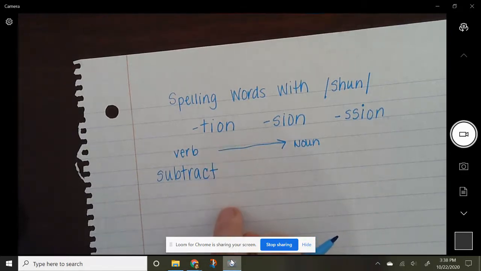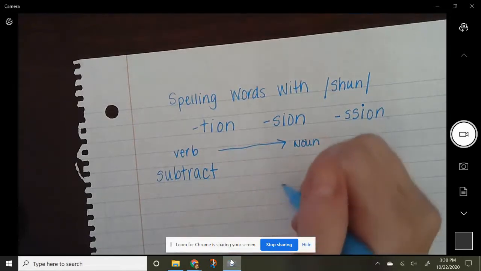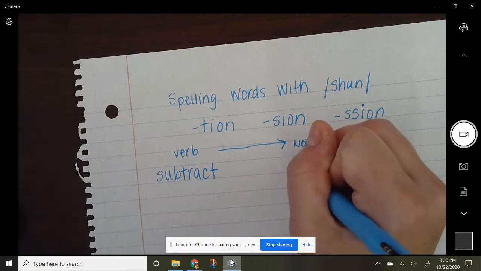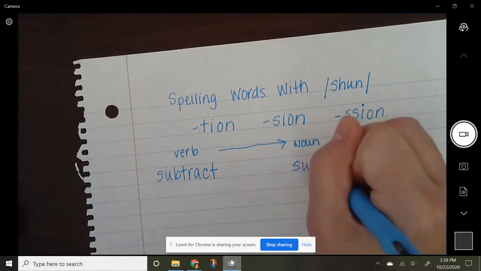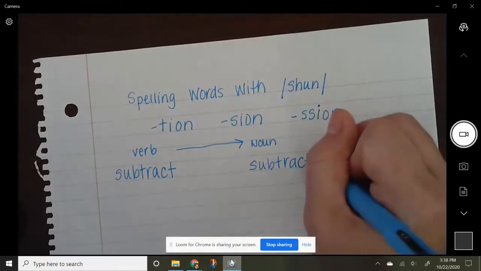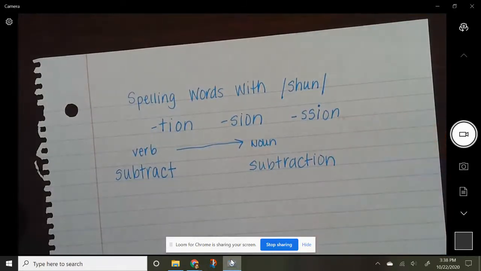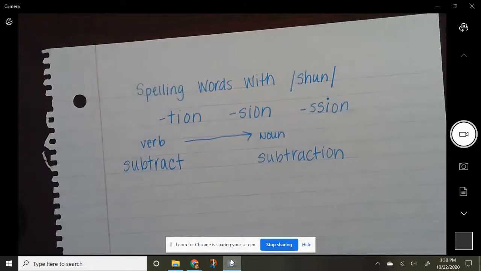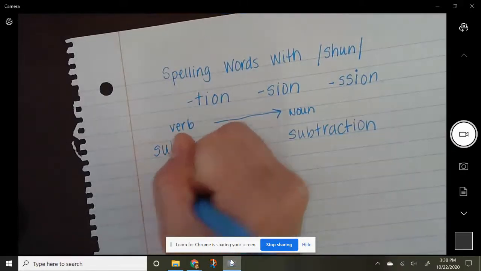I am wondering, do I double the T or not? If you don't remember, you go back to your slide. The rule is tion is the most common. However, if it already ends in a T, you just add ion. That's the easy one.